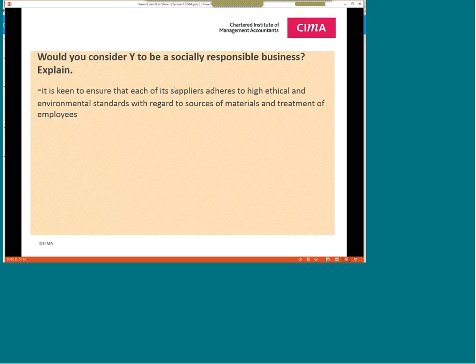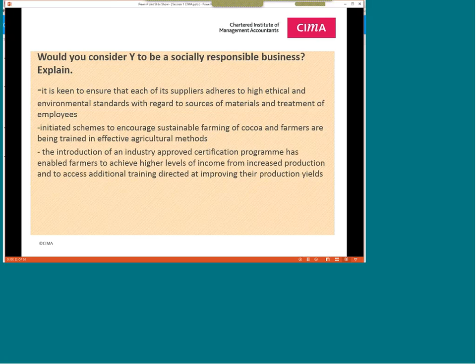Very good. So if you will need to categorize them, or you will have any question related to that, some of them relate to more than one area. Sustainable farming, and farmers are being trained in effective agricultural methods. Again, this is an example where you have an environment and social at the same time. Yeah. Industry approved certification program, where would you categorize them?